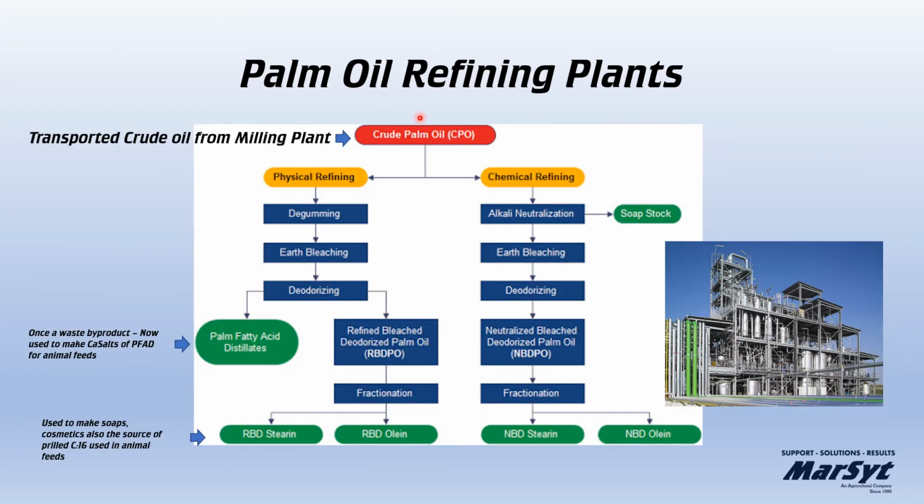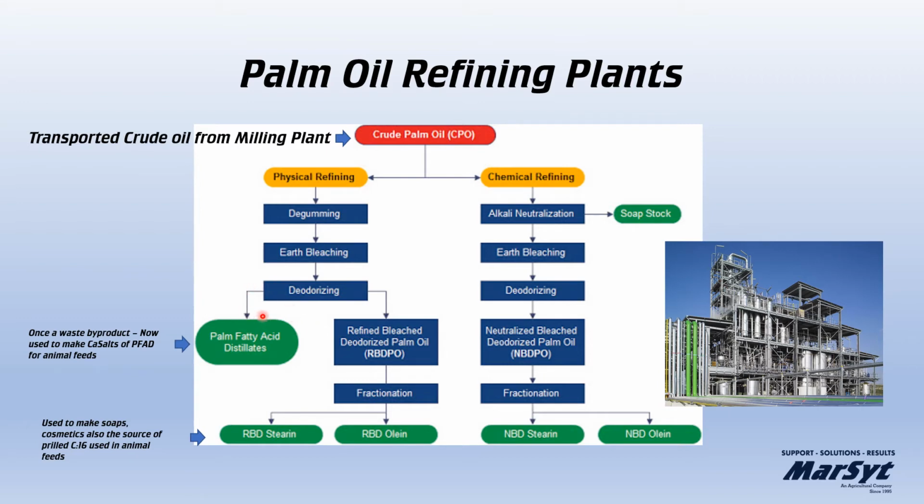Now, we're only concerned about the crude palm oil. So the crude palm oil comes into the refining plant. And a refining plant is much like a petroleum refining plant. It's where you cleave out the different fractions. So the physical refining is degumming, bleaching, and deodorizing, which yields two products on this side, and all the waste would be the palm fatty acid distillates.